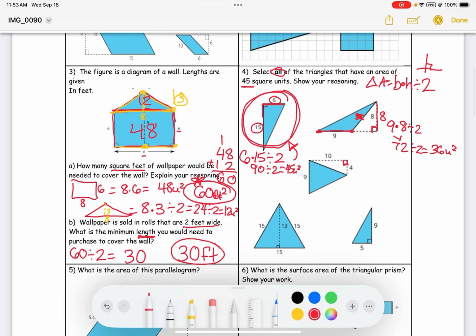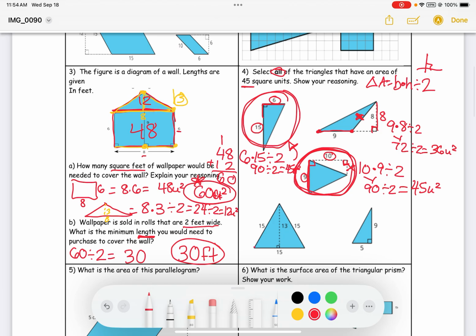This next one, I'm looking for the right angle. So if that's a right angle, that means this is a right angle with that dotted line. So I'm going to pick 9 for my base and 10 for my height. 4 is not either. So I do 10 times 9 divided by 2. 10 times 9 again is 90, and I know 90 divided by 2 is 45. So 45 units squared. So this triangle would work as well.